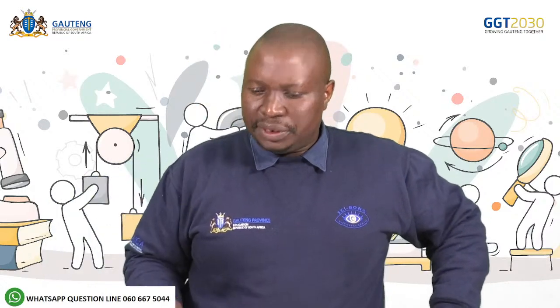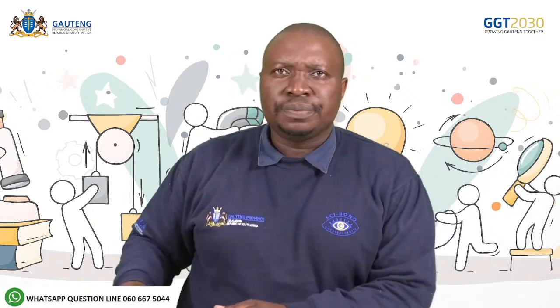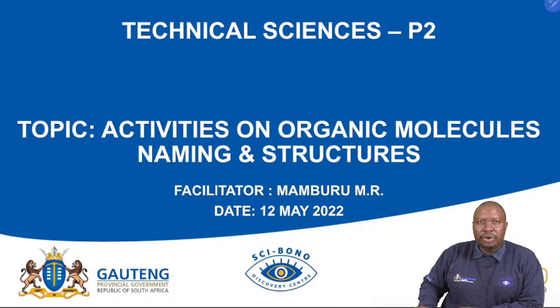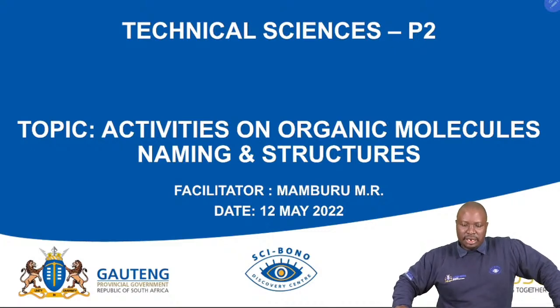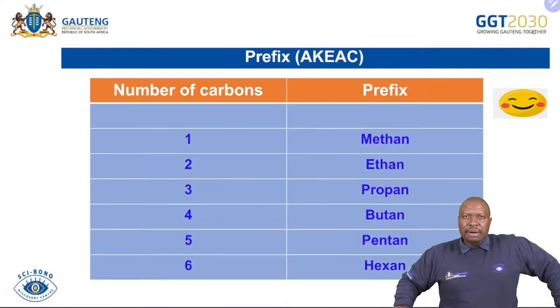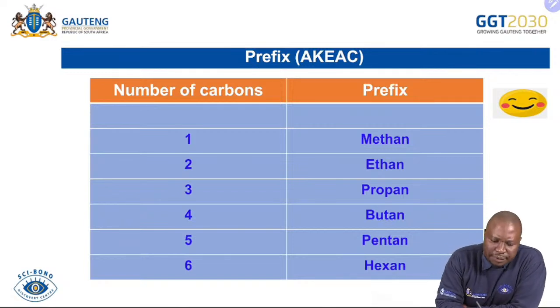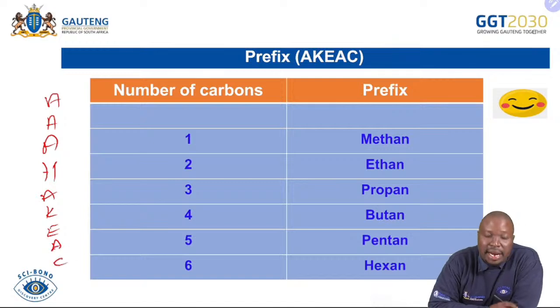Let's enjoy ourselves. So as we had our lesson last week, we continue today. The topic is activities on organic molecules, naming and structures. So we'll be doing more activities as we move on. Remember, learners, we said we have the 9 homologous series that we are doing, which we said is AAA, HEAK, so that you don't forget all these 9 homologous series.